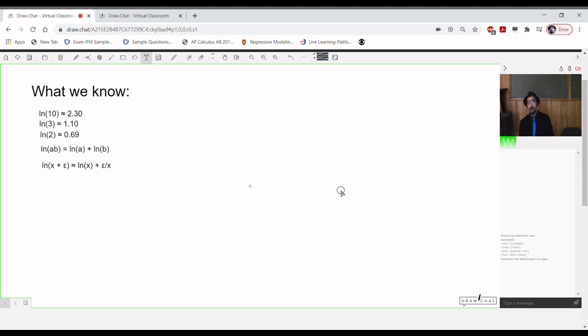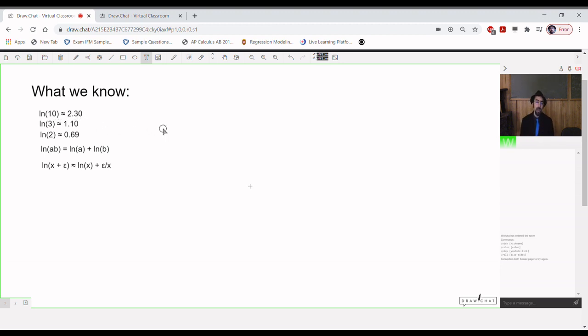Anyway, we also want to use a couple specific properties of natural logarithms. First, natural logarithm of a times b equals natural log of a plus natural log of b. This helps when we're taking natural logs of really big numbers. We can just move the decimal point however many places we need by dividing out enough tens and thus subtracting off 2.30 enough times.